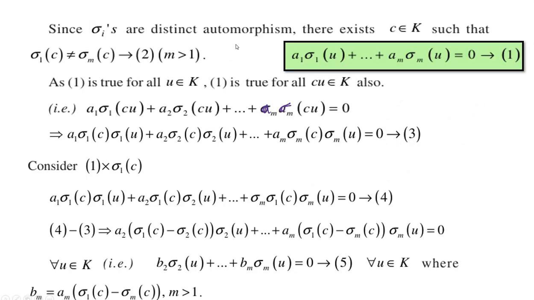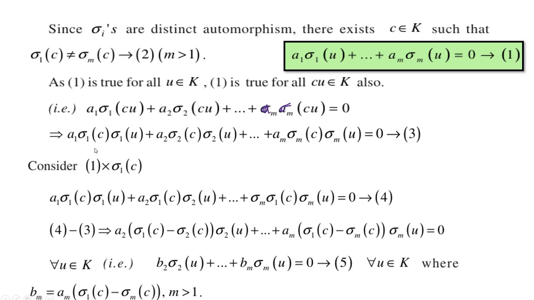Now sigma i's are distinct automorphisms. There exists one C in K such that sigma 1 of C is not equal to sigma m of C. The domain is K only for all the sigma i's. Now as 1 is true for all u in K, what is 1? This equation we have named as 1. So as 1 is true for all u in K, 1 is true for all Cu in K also. C we have introduced. So replacing u by Cu is what we get in this am sigma m.